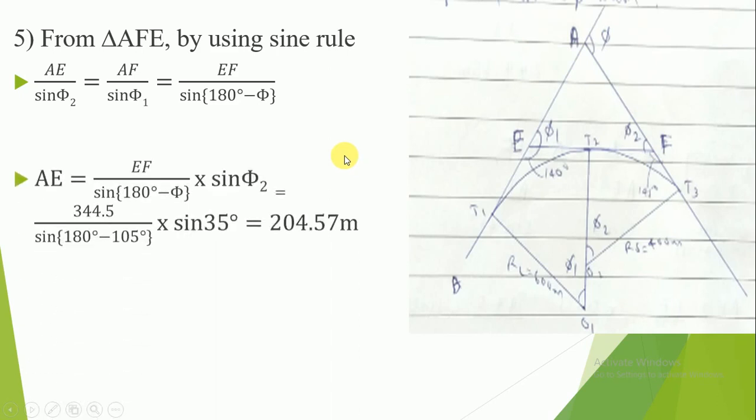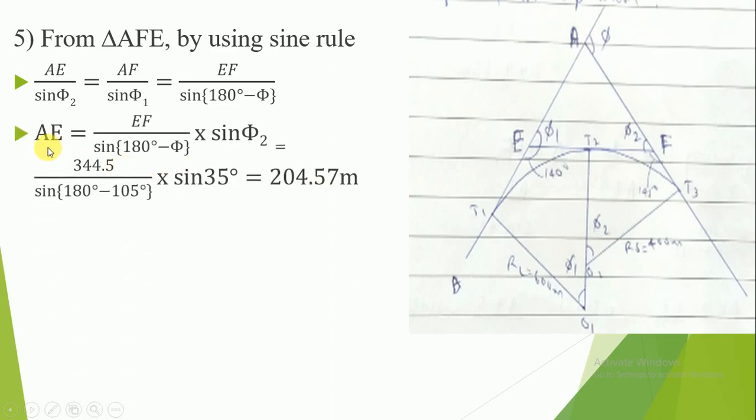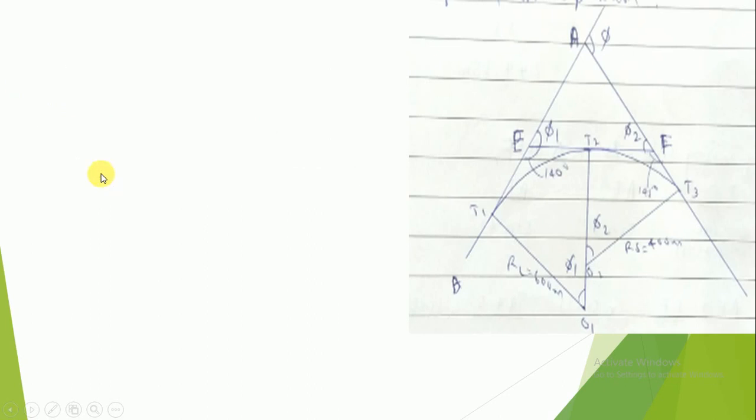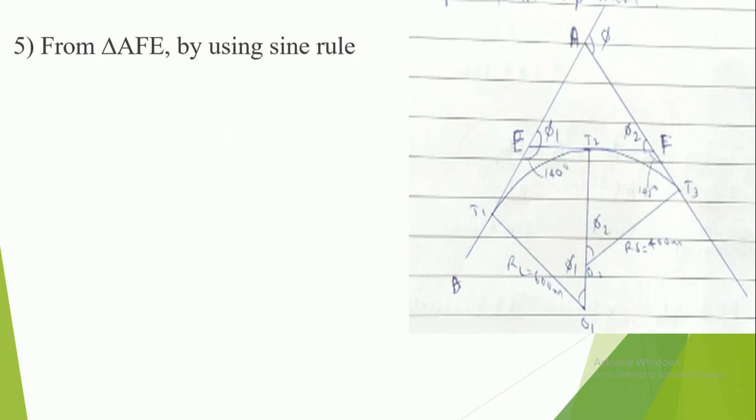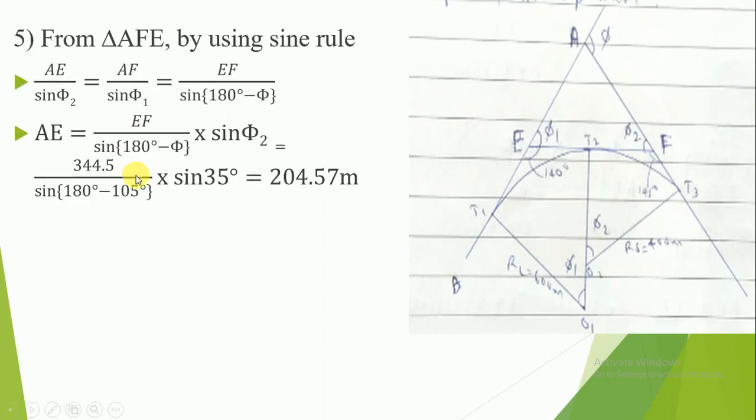Now for AE, as usual I told you, sine phi 2 has been transferred here, and this value has been calculated. EF is the total distance which we have calculated previously, that is the common tangent length, the distance 344.5 meters I have taken here, and sine of 180 degrees minus 105 degrees into sine of 35 degrees.